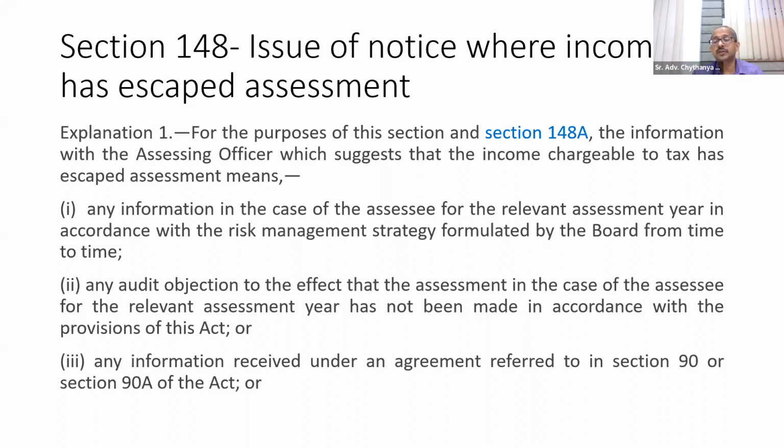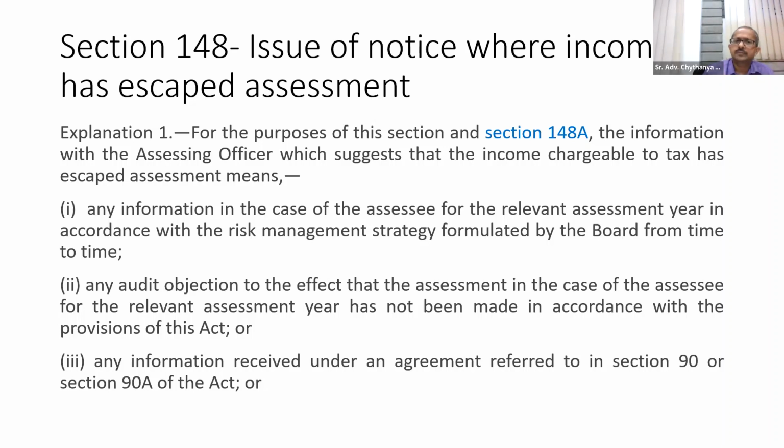So Explanation 1 says ISE means, 1, 2, 3, 4, 5. Five items exist. I'm going to discuss each one of these in detail later on. I'm only now trying to just take you through what are these five items. I'll then go through them in depth.